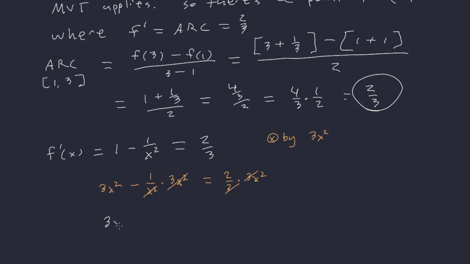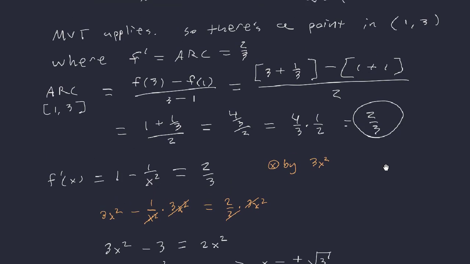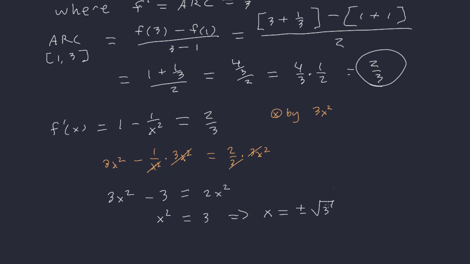All right, so now our equation becomes 3x squared, here it's just minus 3, is equal to 2x squared. Now we can just move things around. I'm going to move the 2x squared over here and the 3 over here. So we'll get x squared is equal to 3. So x is equal to plus or minus the square root of 3. Now, we are only going to take the plus because that's the one that is in the interval. So x equals root 3 is in the open interval 1 to 3, and there we go. There's that point that is guaranteed to exist by the mean value theorem.